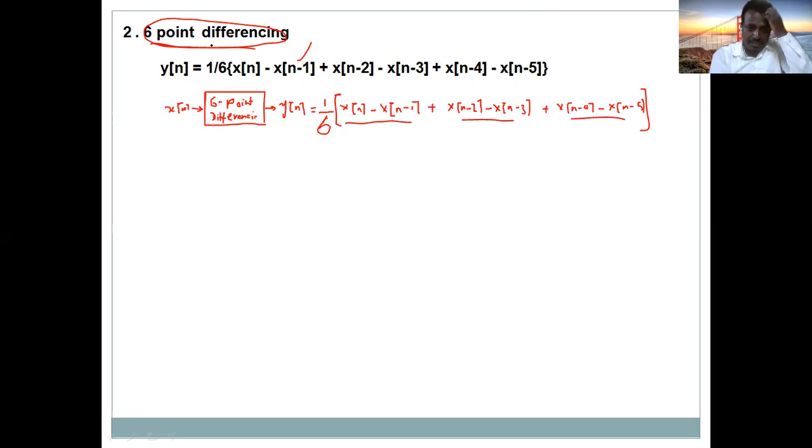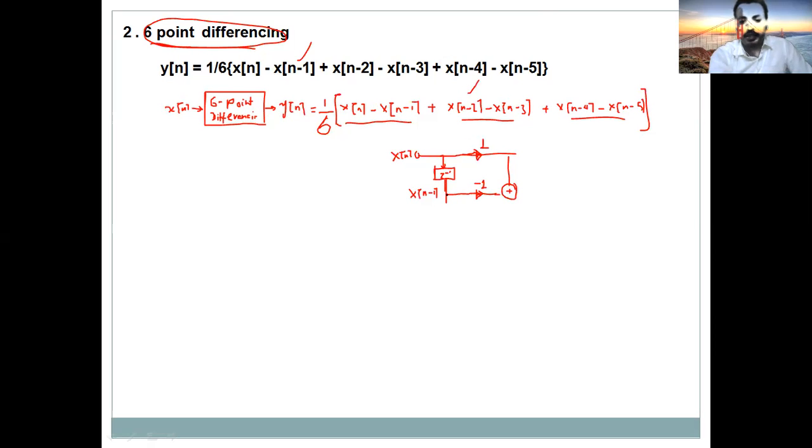Okay, 6-point differencing system. How to construct this? So x of n, the input, delayed by 1 delay element, we get x of n minus 1. Here x of n minus 1 is multiplied by minus 1. Look here, x of n minus x of n minus 1. Then it will be added together with the x of n. x of n is multiplied by positive 1, the coefficient of x of n is 1. The coefficient of x of n minus 1 is negative, so I multiplied by negative.